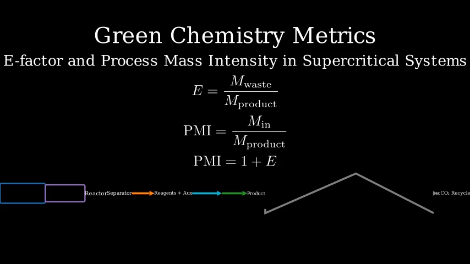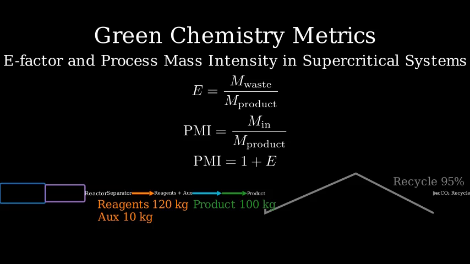Let's sketch a simple process with recycle. We have a reactor, a separator, a product outlet, and a recycle loop of supercritical CO2. We will label inlet masses, product mass, and solvent recycle recovery. In metrics, we should count unrecovered solvent as waste, not the recycled portion. Recovery equals 95% is a common benchmark to illustrate calculations.